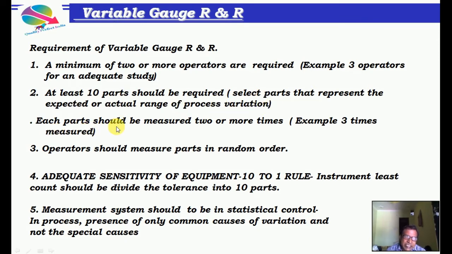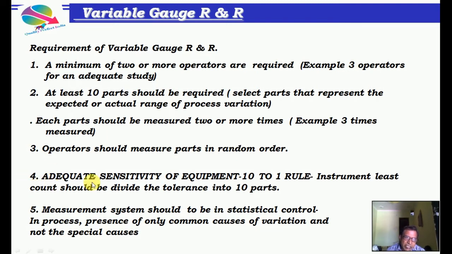Second thing is each part should be measured two or more times. Means one part we have to measure more than two times. Here I have tried three measurements on one part. Third thing is the operator should measure parts in random order. Means if you are going to provide the parts to operators to check the dimensions, you have to provide them in a random order and not in sequence order.